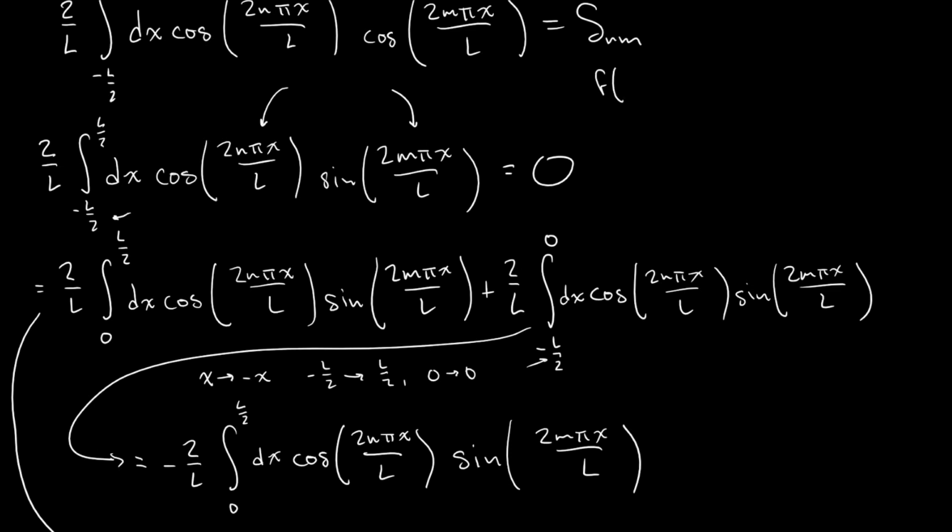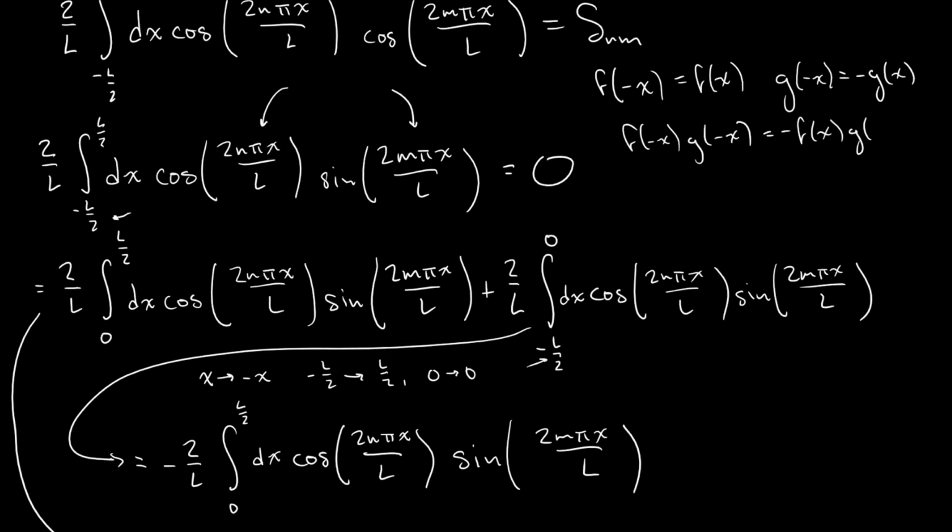If f of minus x is equal to f of x, and g of minus x is equal to minus g of x, then f of minus x times g of minus x is equal to minus f of x g of x. So the total product is anti-symmetric. When I integrate an anti-symmetric function over a symmetric range, I always get 0. Always, 100% of the time. It doesn't matter.